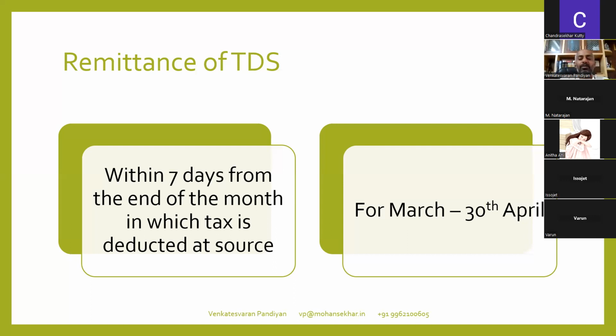There is an exception to this. For whatever deduction you make in the month of March, you have time till 30th of April. Why? The reason is obvious. March is the month where it's the year ending, and we are more likely to make a lot of provisions and taxes are to be deducted on those as well. So the time is given up till 30th of April to remit the money for those payments on which TDS is deducted in the month of March.